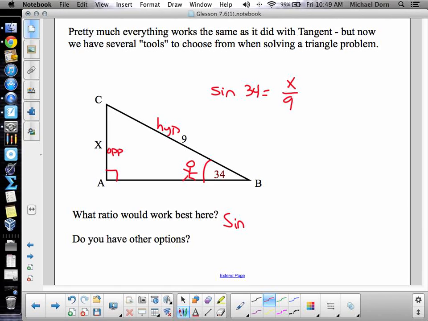How would I solve that equation? Would I divide by 9 or multiply by 9 to eliminate that? And the 9 doesn't multiply with 34. The 9 multiplies the whole thing, sine 34. What do I get for a length? 5 point what? 032. So 5.03. We'll just take it to a couple decimal places. Okay? So we solved that problem.